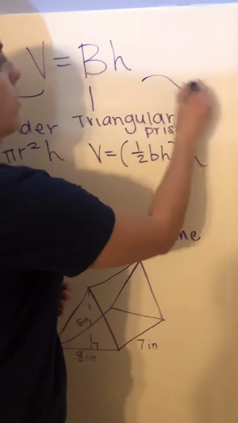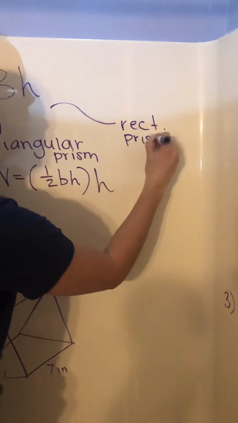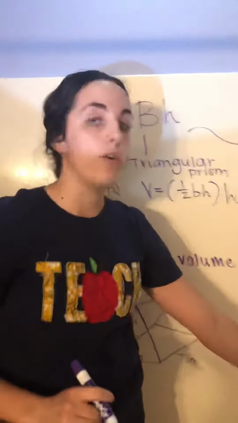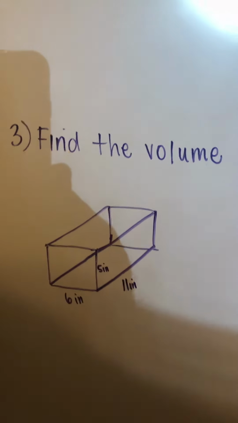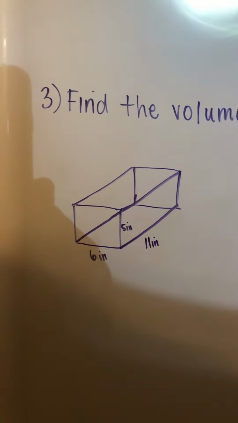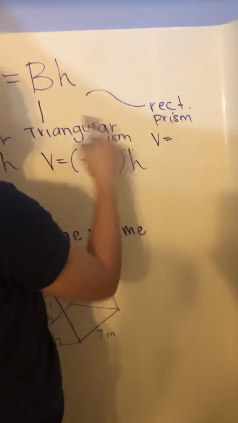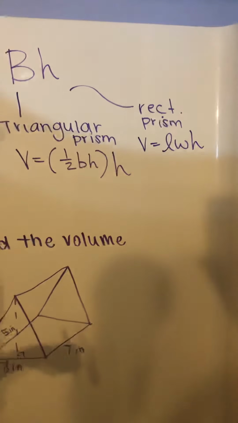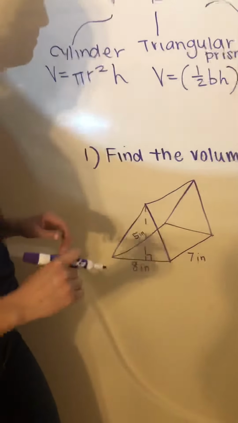And the last one we're going to do is a rectangular prism. I'm just going to abbreviate here. A rectangular prism has a rectangle base, okay, like front and back, rectangle base. Area of a rectangle is length times width, so that's going to give us our formula for a rectangular prism. Length times width times height. Okay, now that we've gone over that, let's go into a couple of example problems here.